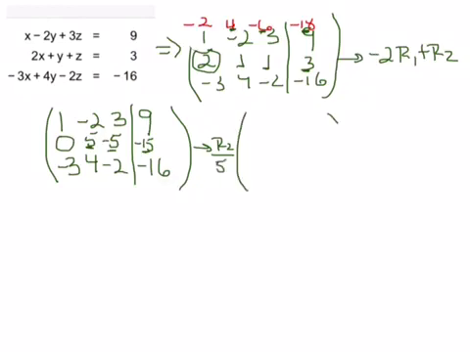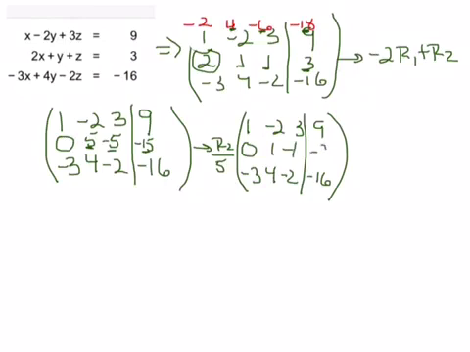So I'm not changing row 1 or row 3 again, so I'm going to write 1, negative 2, 3, and 9. And in the bottom, negative 3, 4, negative 2, and negative 16. And then I'm going to do what I said I was going to do, divide row 2 by 5. So 0, 1, negative 1, and negative 3. Okay, off to find some more zeros.